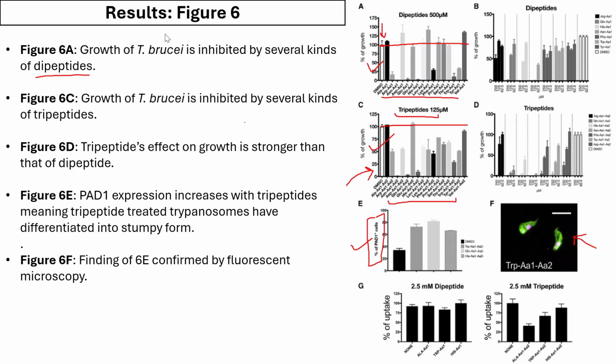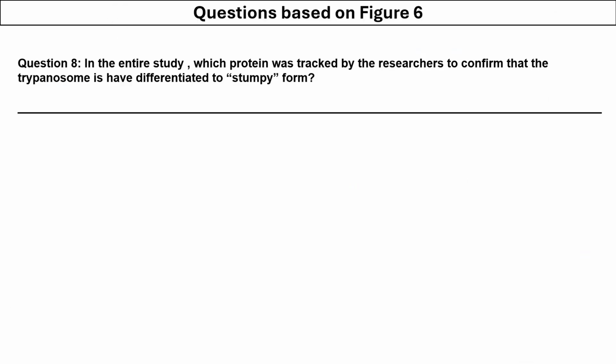Another piece of evidence is the microscopy findings, in which the researchers found that after treatment with tripeptides, the trypanosomes not only get arrested in their growth, not only start producing PAD1 protein, but they also start looking shorter and rounder. And figure 6G can be skipped for now. Then you have a question based on figure 6.